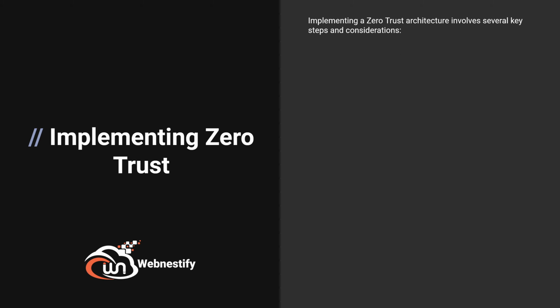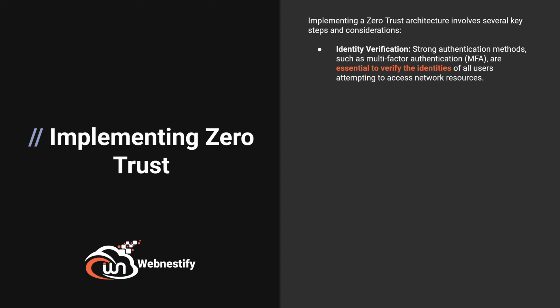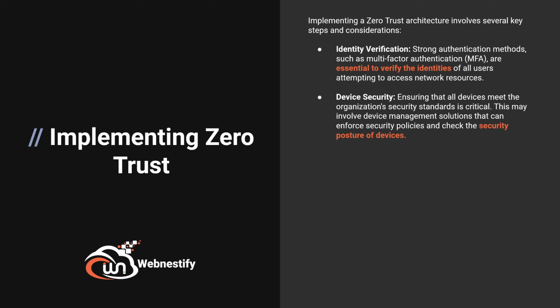Implementing zero trust. Implementing a zero trust architecture involves several key steps and considerations. Identity verification. Strong authentication methods such as multi-factor authentication (MFA) are essential to verify the identities of all users attempting to access the network resources. Device security. Ensuring that all devices meet the organization's security standards is critical. This may involve device management solutions that can enforce security policies and check the security posture of all devices in your network.